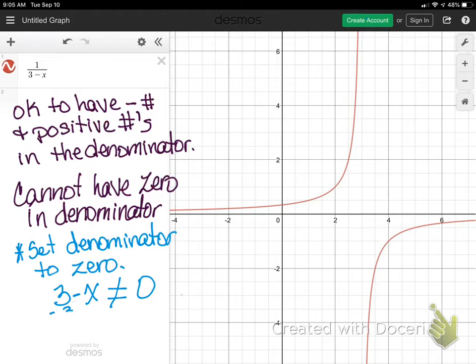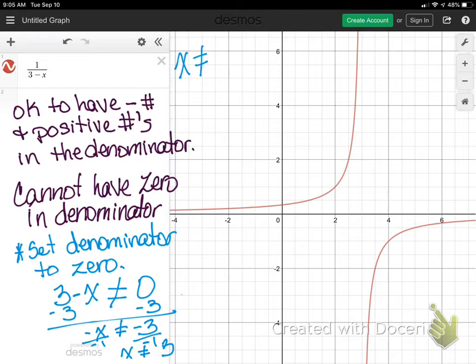So I'm going to subtract 3 from both sides. Then I have negative x cannot be negative 3. I divide both sides by negative 1. And what is it that x cannot be? If x is 0, I get 3 in the denominator, so that's okay. When I solved it, what did I get? X cannot be 3.